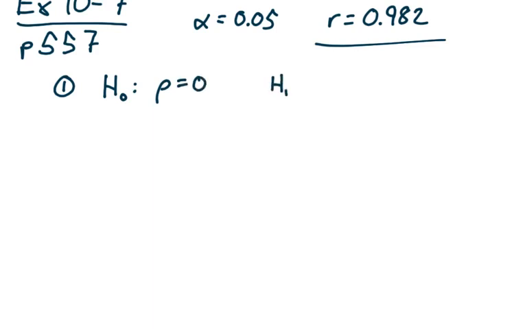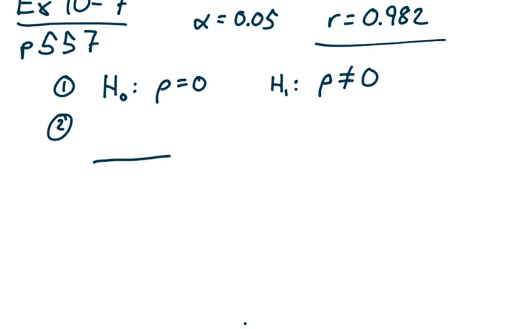There's no significant linear correlation between these two variables, x and y. And then the alternative hypothesis is that rho is not equal to 0.